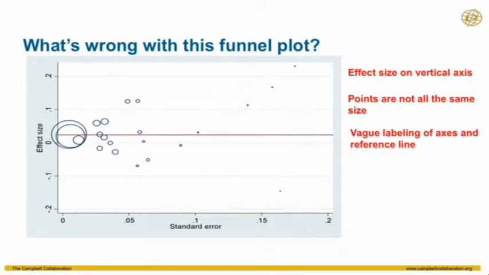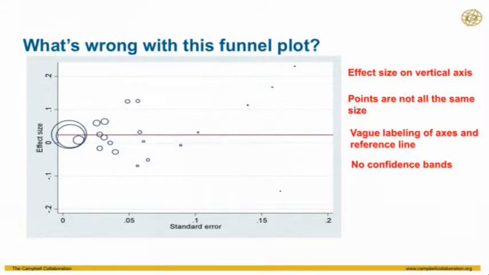The value labeling of the axes and reference lines, again, what effect size this is, I don't know, right? That's one of my pet peeves, when people just say effect size. There are so many. So these axes are not labeled well. We also don't have confidence bands around that fixed effect mean. Oh, I guess that was all for that one. So just some ideas there for funnel plots.